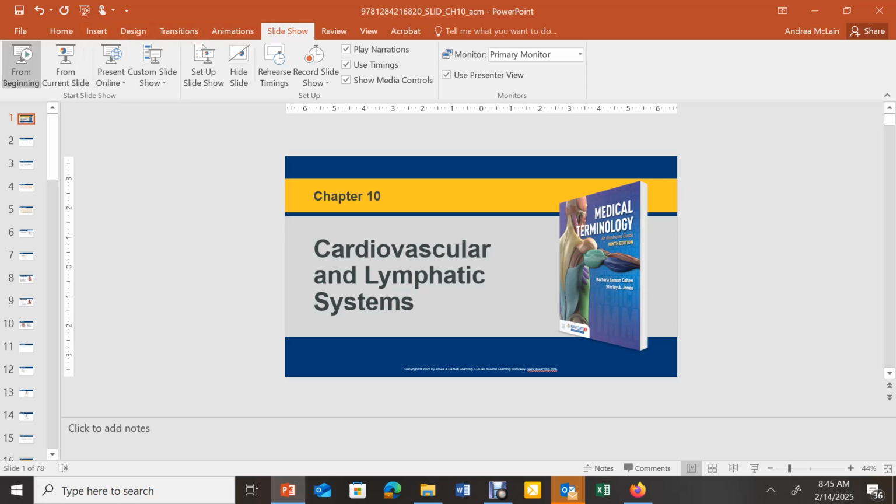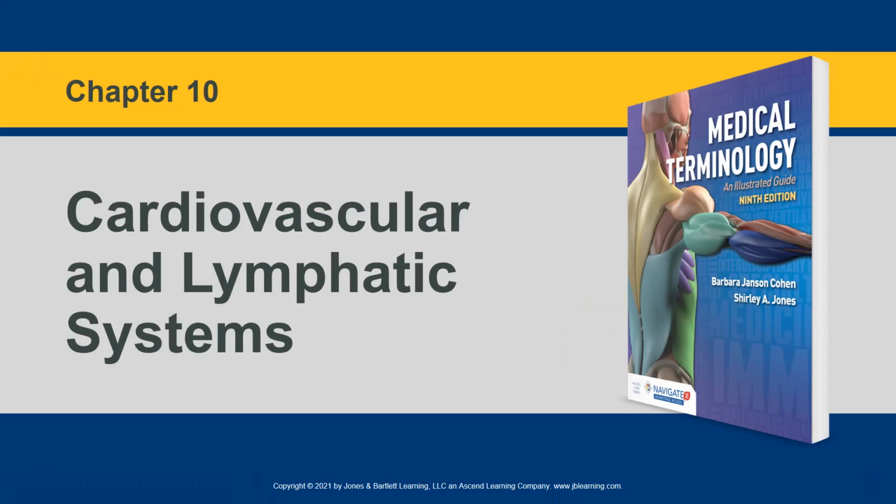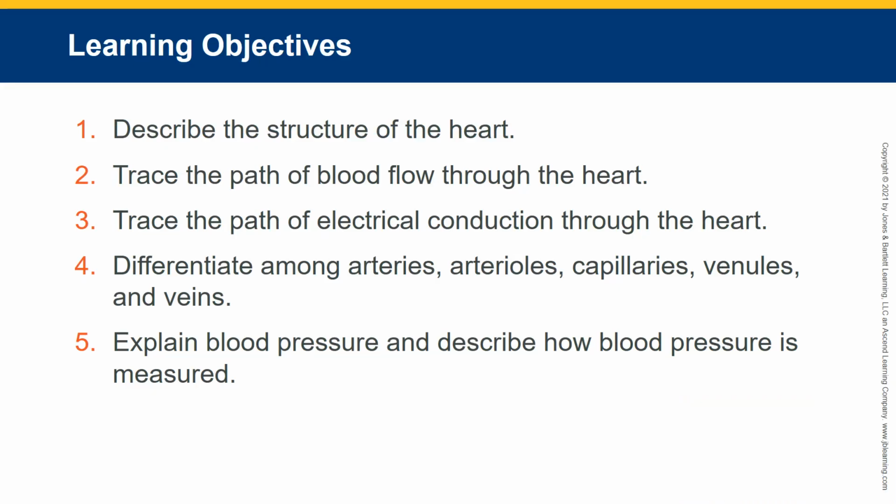Hi, we are looking at Chapter 10, the cardiovascular and lymphatic systems. It's gonna be pretty fast paced. Your book covers it fairly well, but these are what we're looking at today. We're gonna look at the structures of the heart. We're gonna be able to identify the blood flow of the heart, and you should be able to do this.